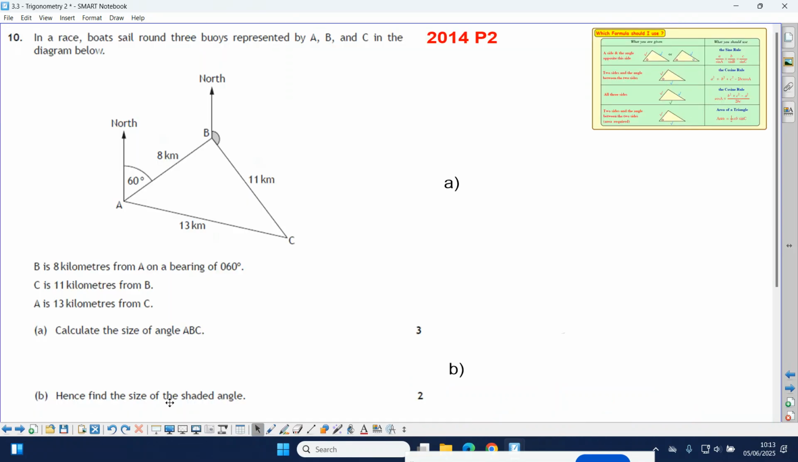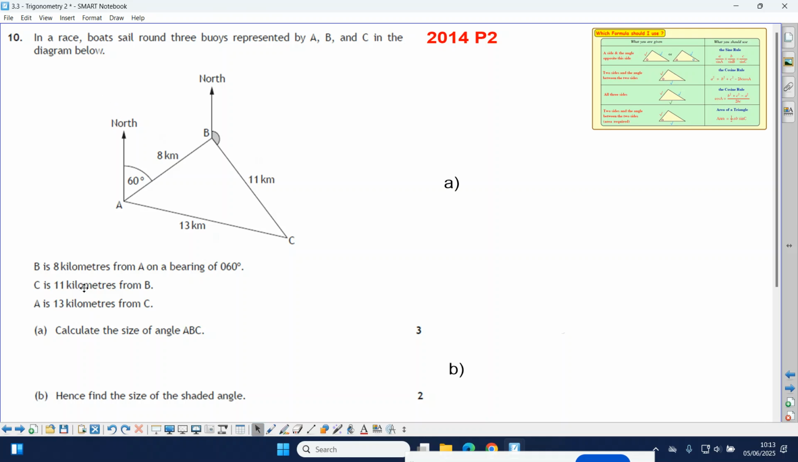Okay, let's try an exam paper question and actually do the working and figure it all out. So this question is quite similar. It came up in 2014, paper 2. In the next video lesson I'll do 2 more, but I'll finish this one off for the first video lesson.